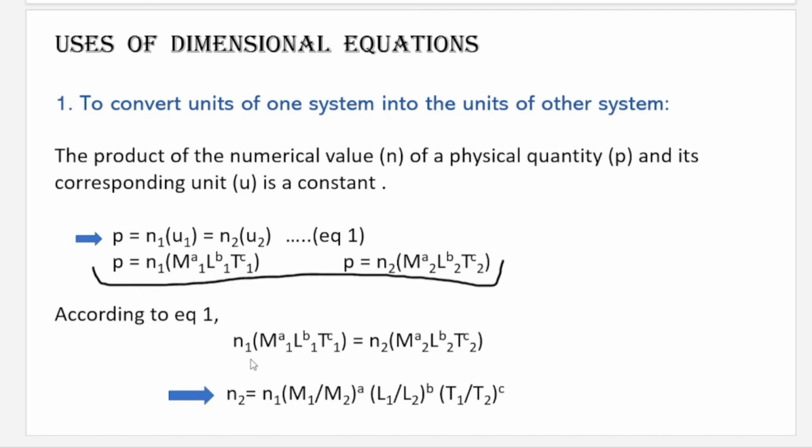We get n1 m1 to the power a, l1 to the power b, t1 to the power c equal to n2 m2 to the power a, l2 to the power b, and t2 to the power c. Since we have to convert the units of one system to the units of the other system, we get this equation: N2 is equal to N1, M1 by M2 whole A, L1 by L2 whole B, and T1 by T2 whole C. Using this formula, we will be doing a few examples.